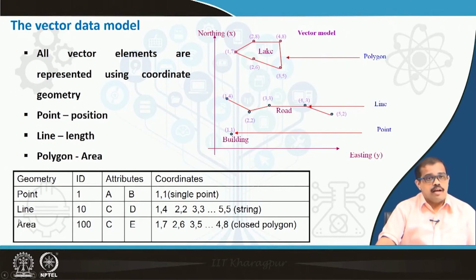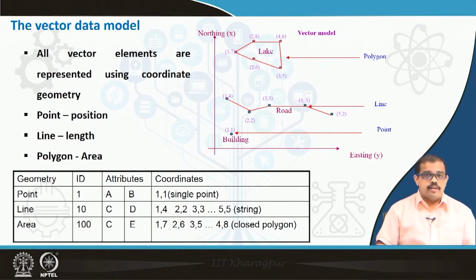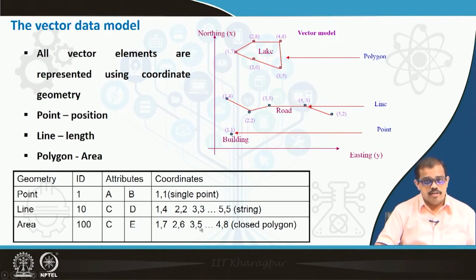So, when you have an area, let us say I have given its unique ID as 100. It is a closed polygon, so it will have several coordinate values. This is a starting node, and this is another node, but the end node will be the same as the starting node, as it is a closed polygon. So, this is how a vector data model is represented. In the area part, I have not represented the end node. The end node would be the same as the starting node, so please keep that in mind.